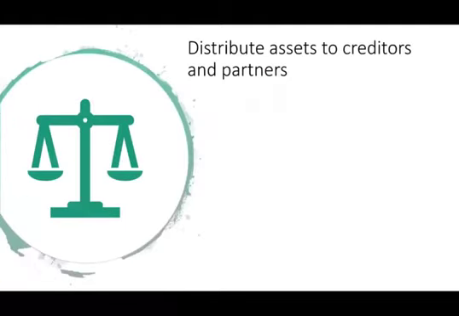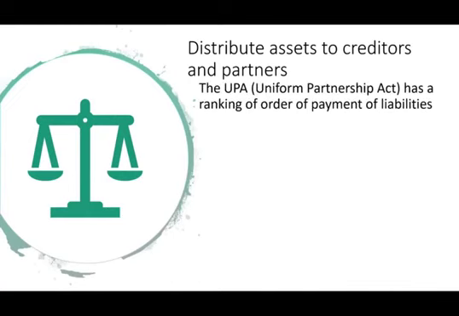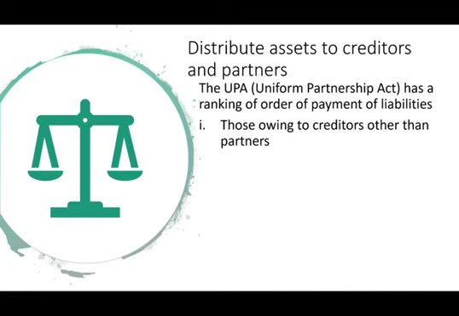Well, how do we distribute the assets to creditors? We're going to be following the Uniform Partnership Act, which for short is called UPA. And how do we do so? Well, first, those owed to creditors other than partners. So basically, the partnership will have creditors, and the partnership might have the partners as creditors. So first, we have to pay the creditors other than the partners.